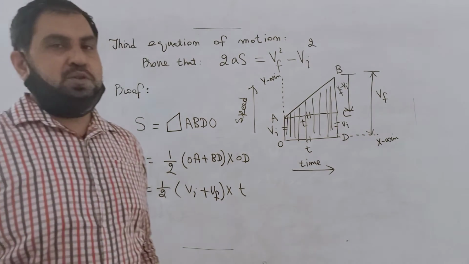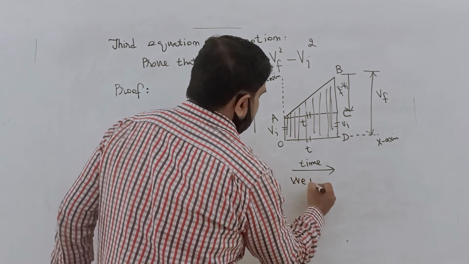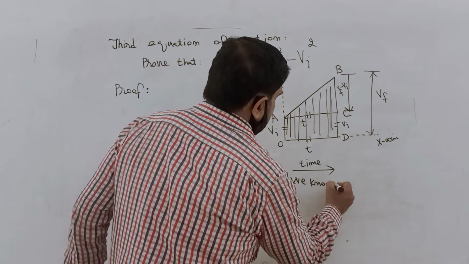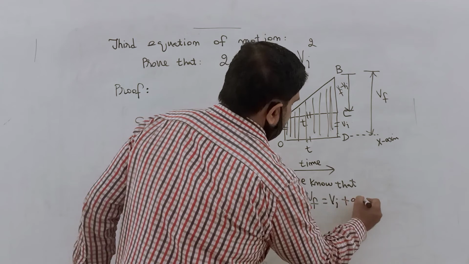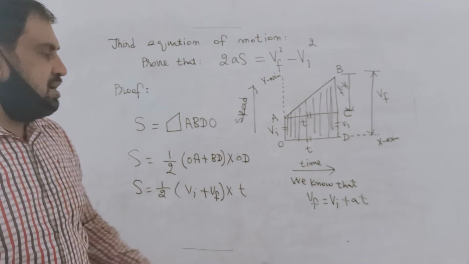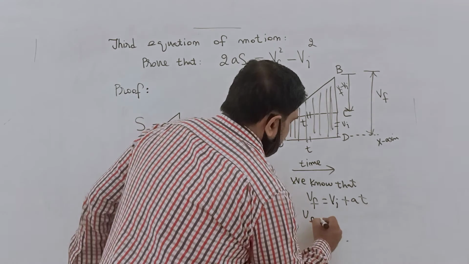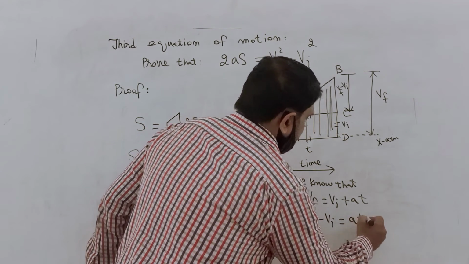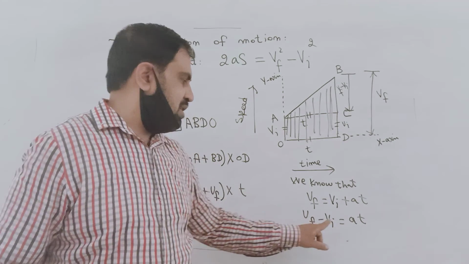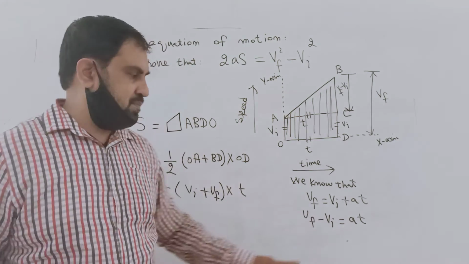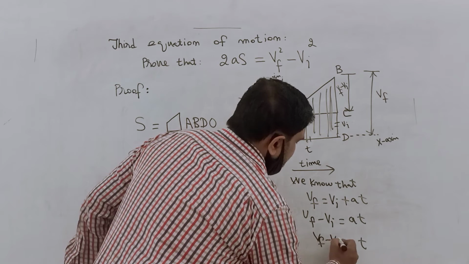Now we take help from the first equation of motion. We know that Vf is equal to Vi plus AT. Bring Vi from right hand side to left hand side, its sign will be changed. Vf minus Vi is equal to AT. A multiplied with T on the right hand side, when it goes to the left hand side, A should be divided. So T is equal to Vf minus Vi over A.